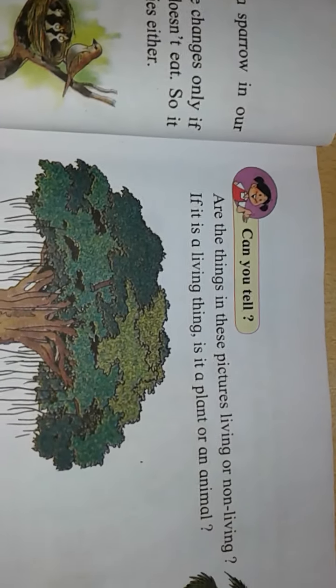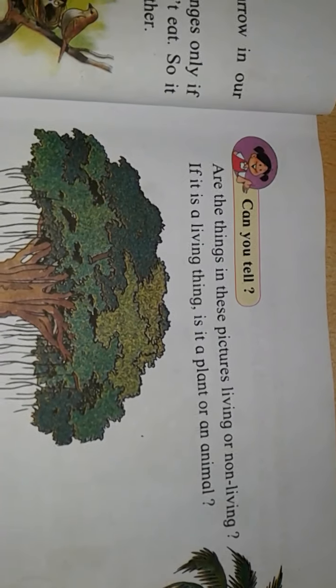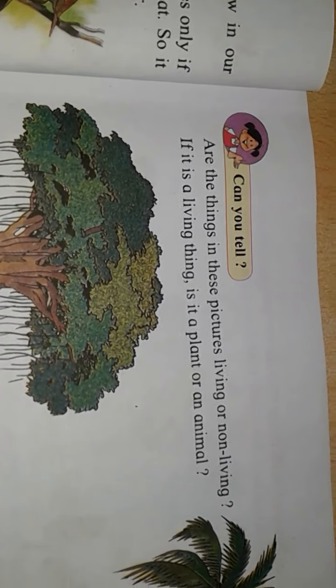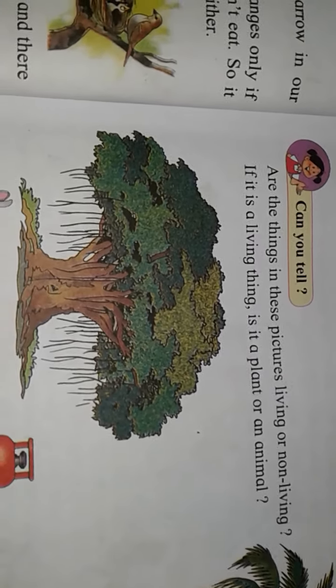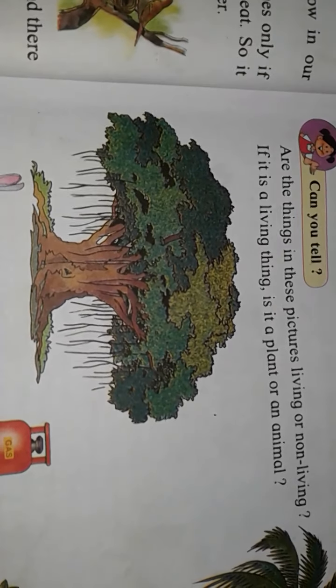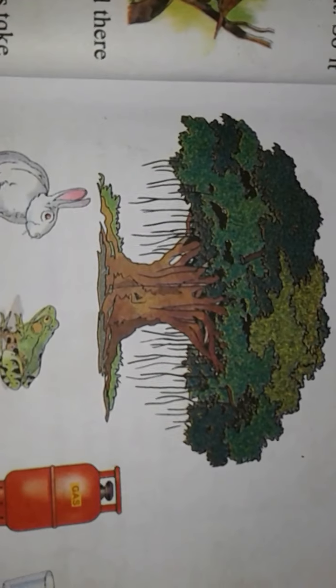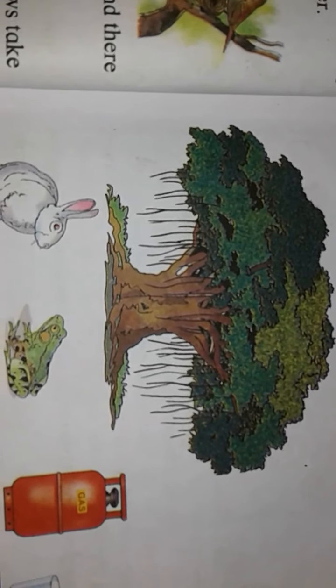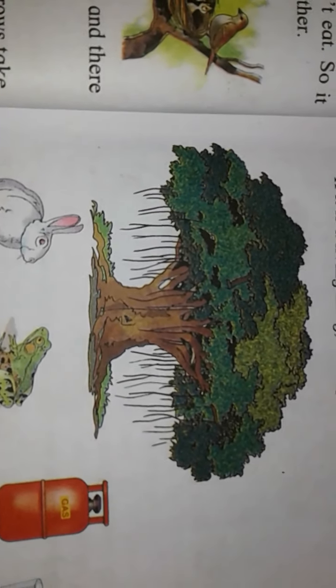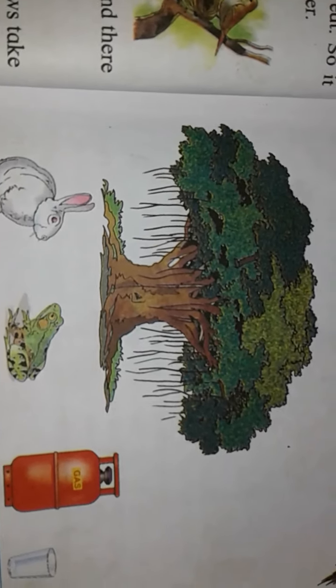Now next page, you come to page number 3. Can you tell again, are the things in this picture living or non-living? If it is living, is it plant or animal? See this picture. What is this? This is a banyan tree, a big tree. So this is a living thing. It needs water, air, sunlight, and it grows also. Living thing.